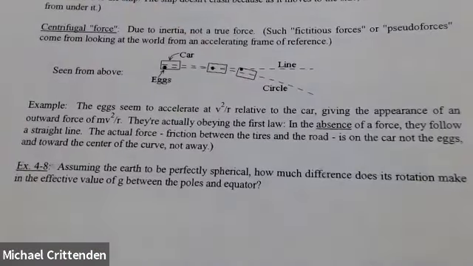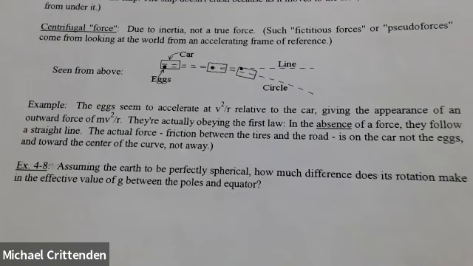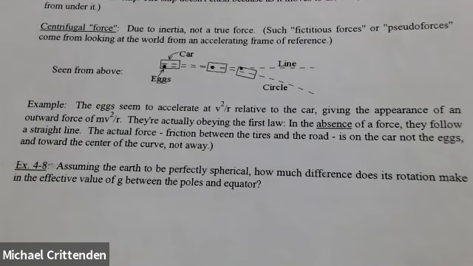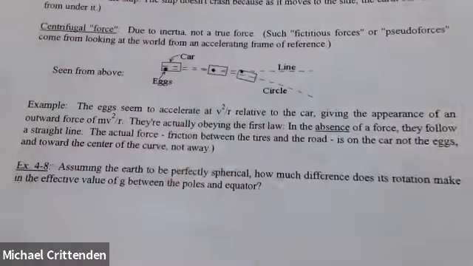So it's not that there's a force that threw the eggs to one side, rather it's the absence of any force on the eggs. In the absence of any force, the eggs failed to follow the circle.